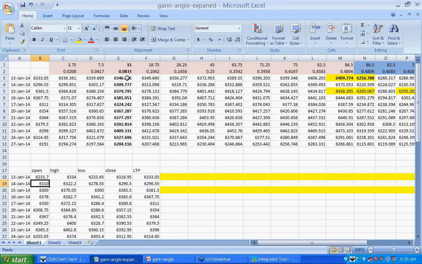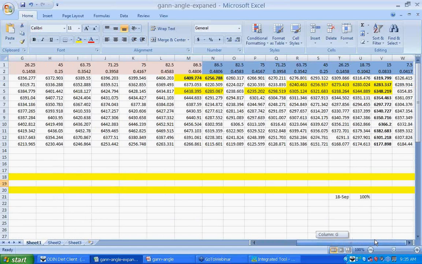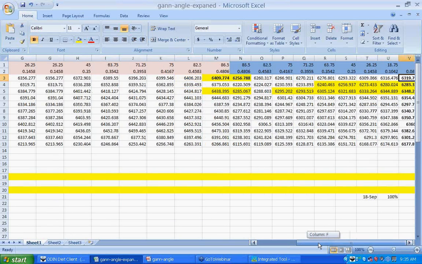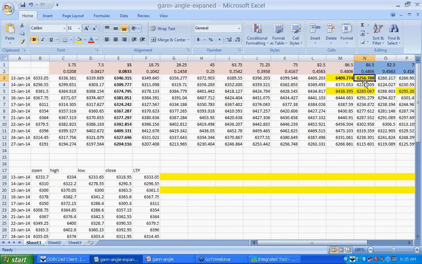So the 13th has said, on the 14th, if my price opens above 6346, then I should buy it. But my opening on the 14th was 6310. So let me go to the downside. 6319 is also my downside. If the price opens below 6319 or 6320, then I can sell it for a maximum target of 6256 here.